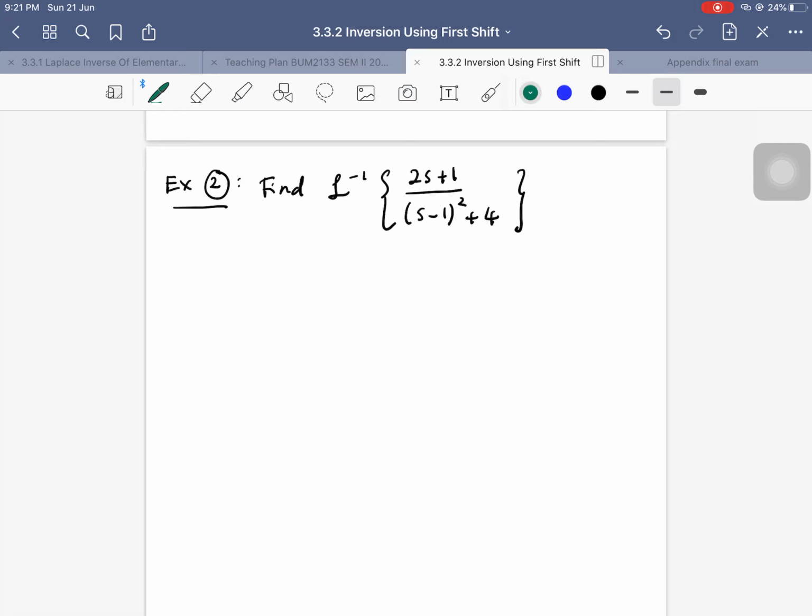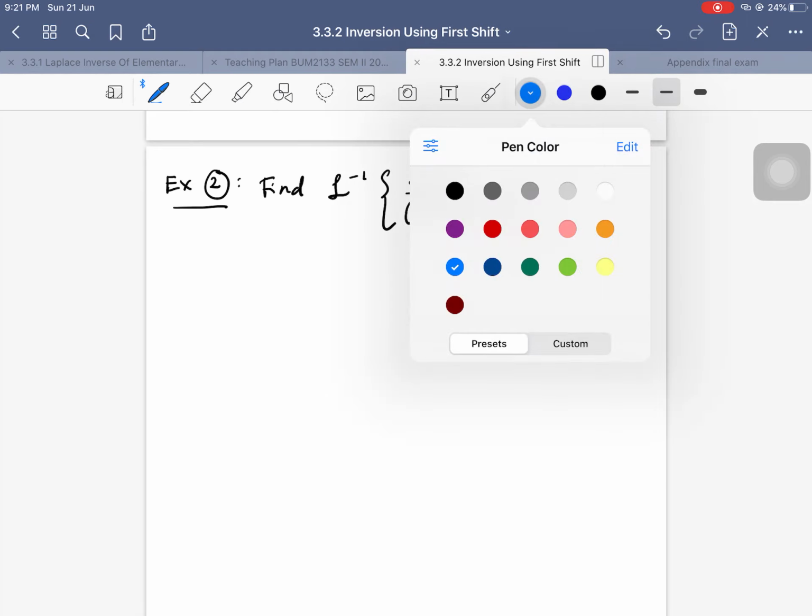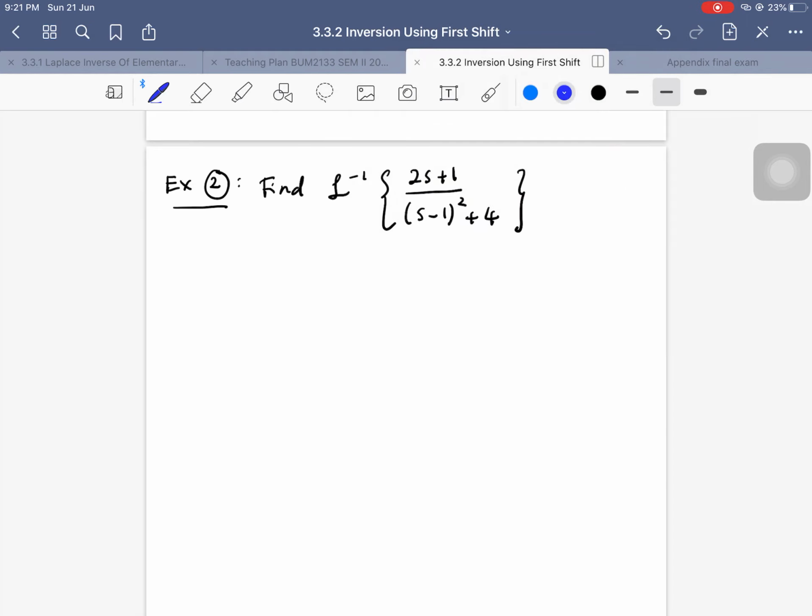So let me get to the second example. I'm going to find the Laplace inverse of this function: (2s plus 1) over ((s minus 1) squared plus 4). The same idea. First of all, I'm going to start by identifying the value of a. As I mentioned just now, it is always from the denominator, where you find the bracket in terms of s plus or minus a constant. And in this case, our constant is a value of 1. So my a is equal to 1.